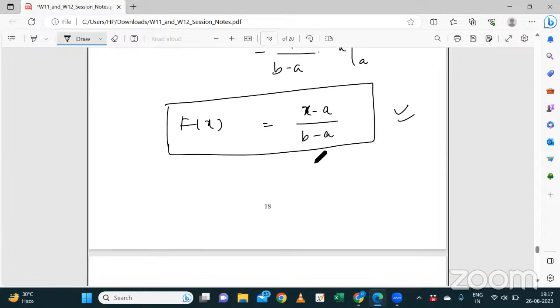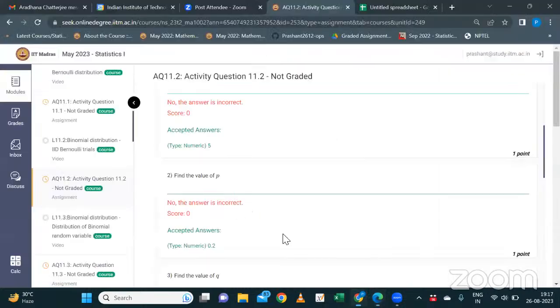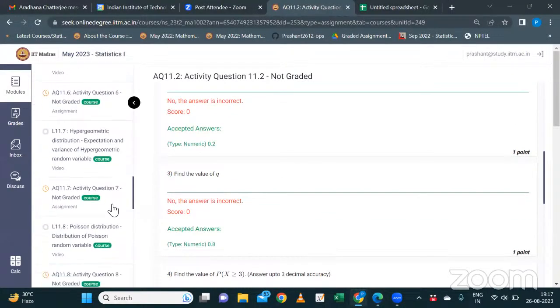In which scenario can you use this? Suppose I ask a question: find the probability that x is at most 12, where x follows a uniform distribution. Rather than integrating from the lower limit to 12, you can directly use this formula. There was one such question in the slide. Let me take one activity question that will help you understand.